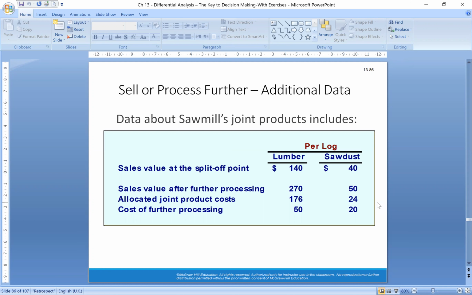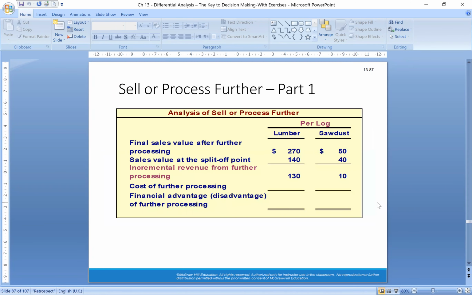The number that we will ignore is the what? The joint cost. For the decision of selling or further processing, we will exclude the joint cost. Analysis of sell or process further.